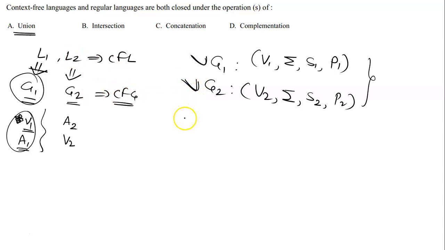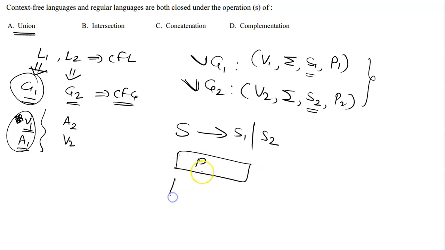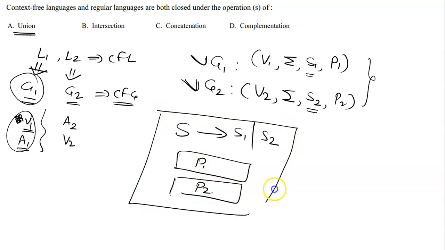Okay. So now if you have G1, G2, two context-free grammars for L1, L2, you can very easily construct the context-free grammar for L1 union L2. This is how you will do it. You add a new start symbol S, and this S will either go to S1 or go to S2, where S1 is the start symbol of G1 and S2 is the start symbol of G2. Then we add all the productions of G1 and all the productions of G2.